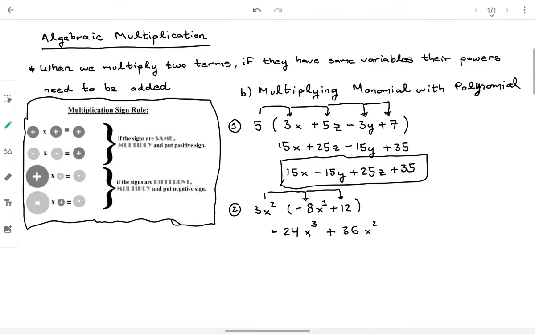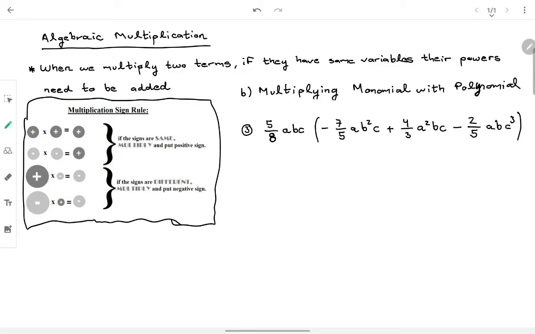Remember, we have a rule for ordering binomials. If we have a negative and a positive one, we will write first the positive one. We don't need to put the positive sign, remember. So we can put it like 36x squared minus 24x cubed. Remember, we will need to order our answers in every exercise that we are going to do. Let's see some other examples.